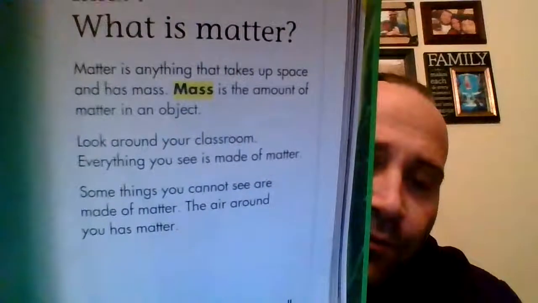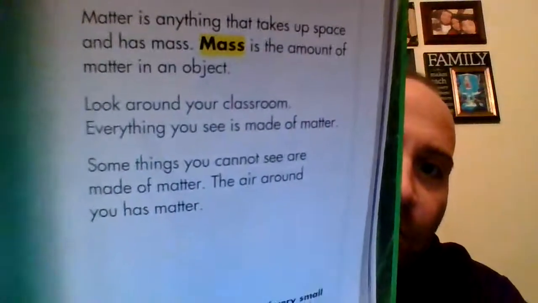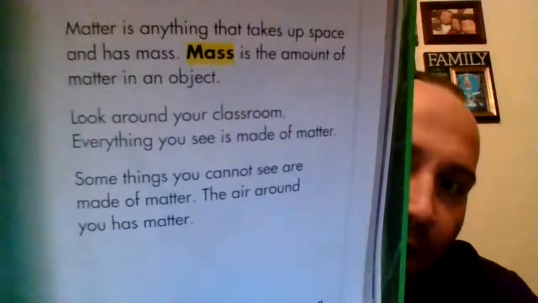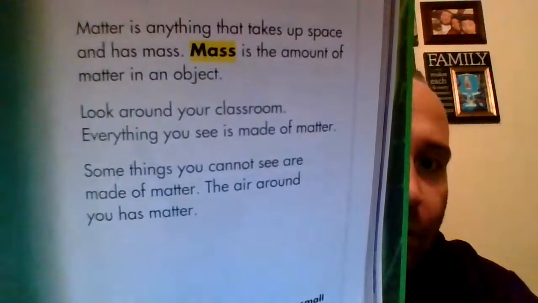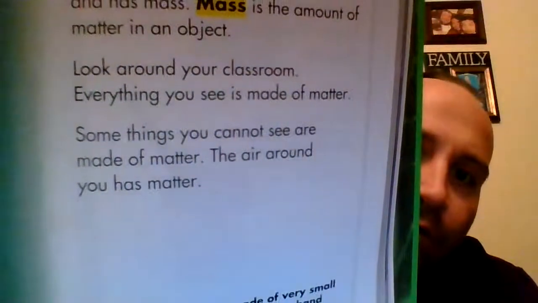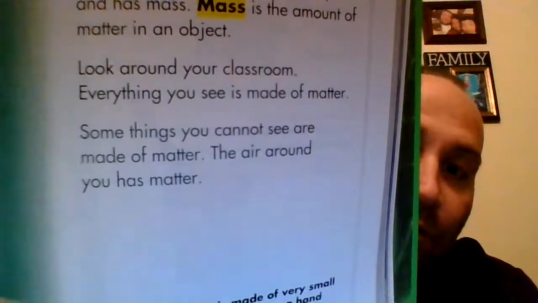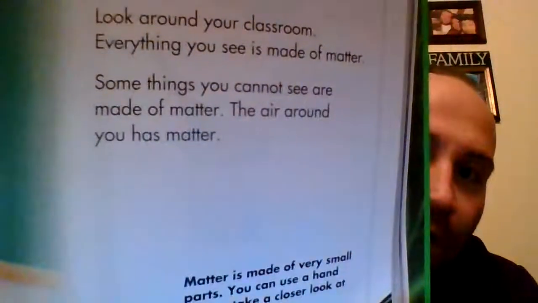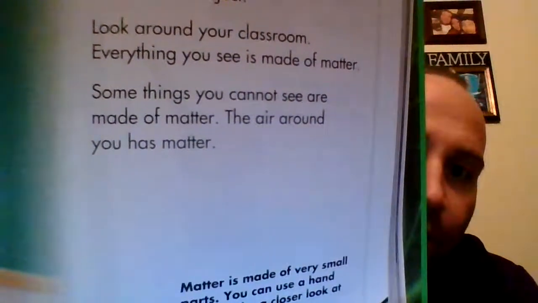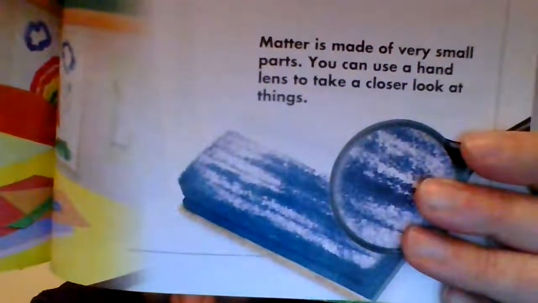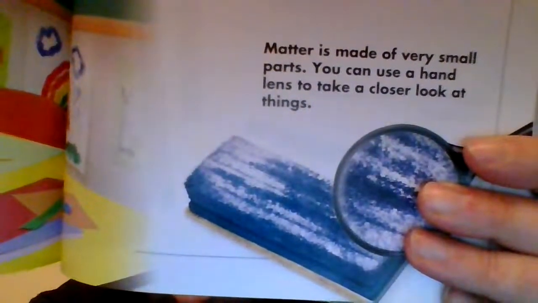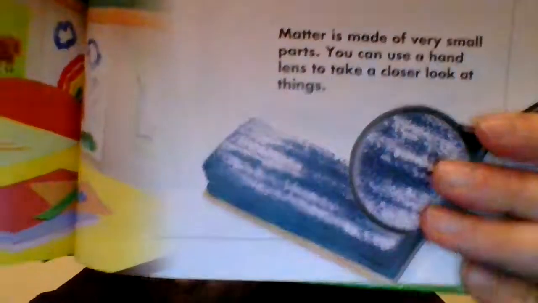What is matter? Matter is anything that takes up space and has mass. Mass is the amount of matter in an object. Look around your classroom. Everything you see is made of matter. Some things you cannot see are made of matter. The air around you has matter. Matter is made up of very small parts. You can use a hand lens to take a closer look at things.